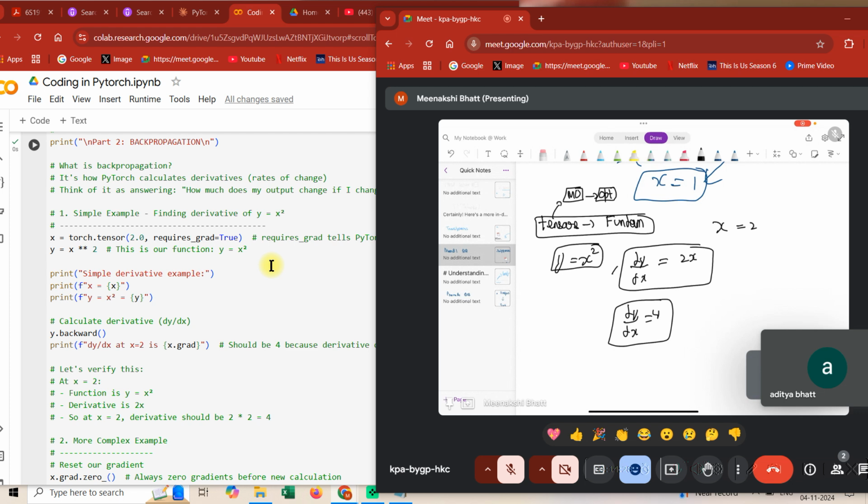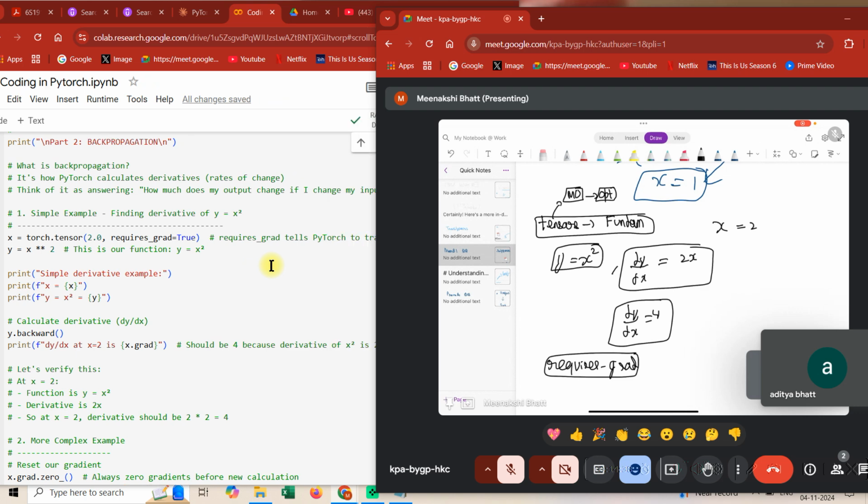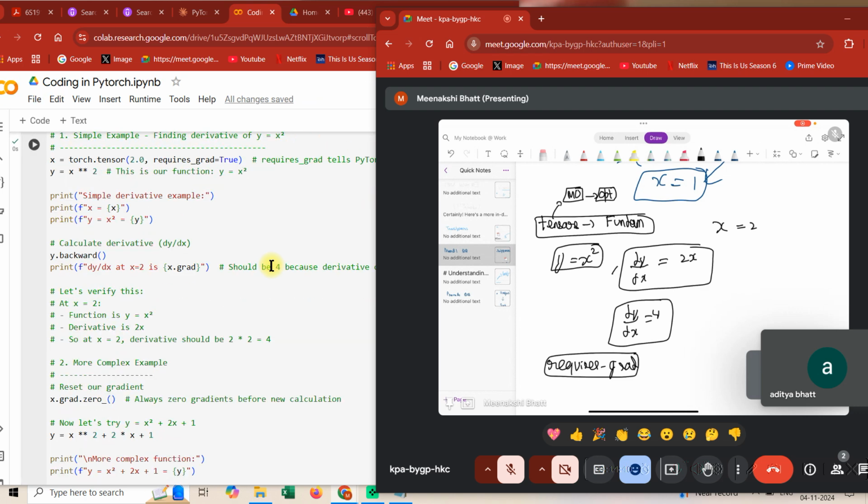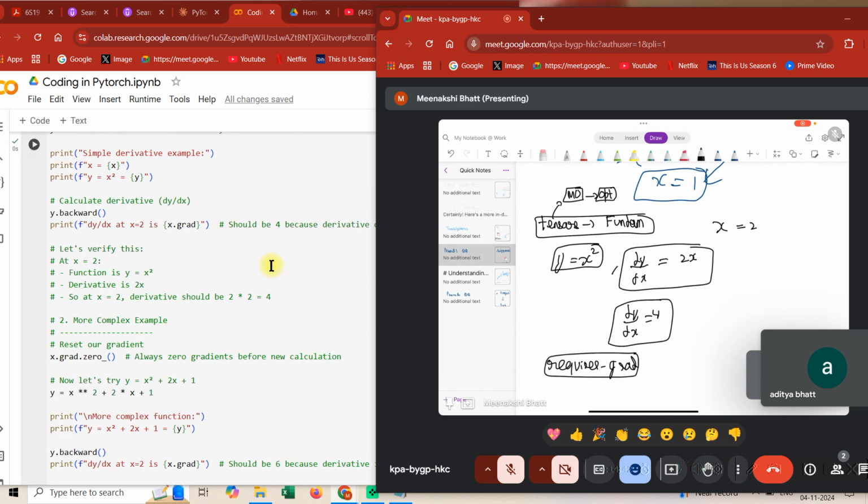In that, you need to remember that we need to take care of this parameter that requires grad. This is essentially going to tell PyTorch to track the gradients. Okay, this is going to help PyTorch track the gradients. And then dot backward is important, because this is where the derivative calculation is happening. And then if you wish to fetch that particular value, you can use dot grad.